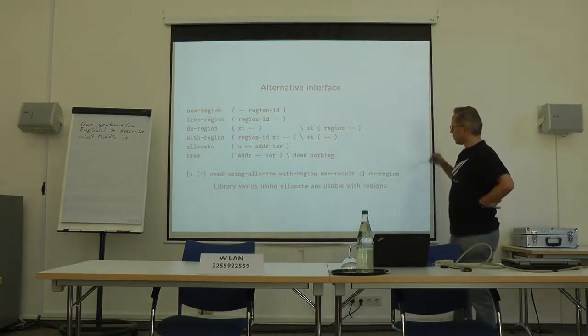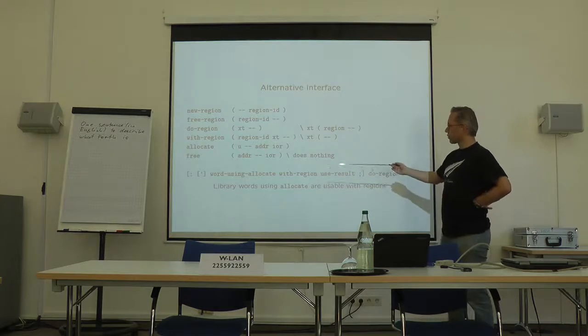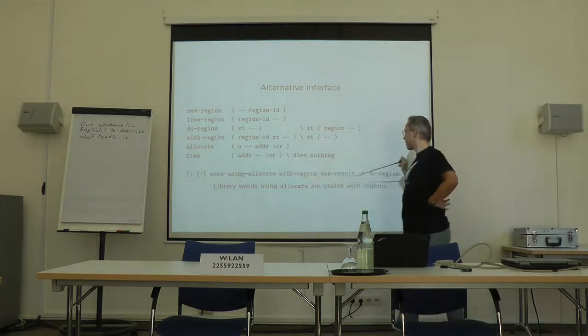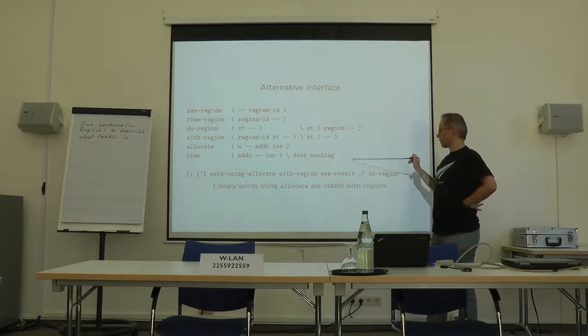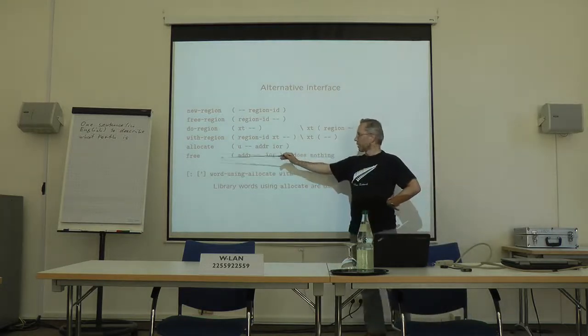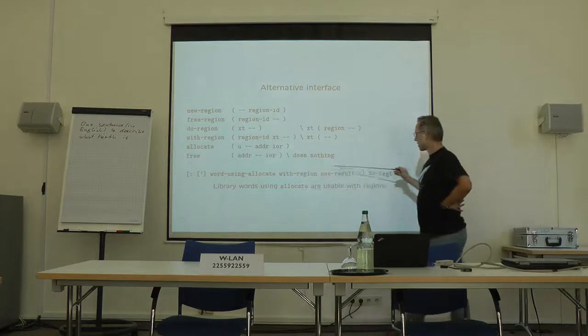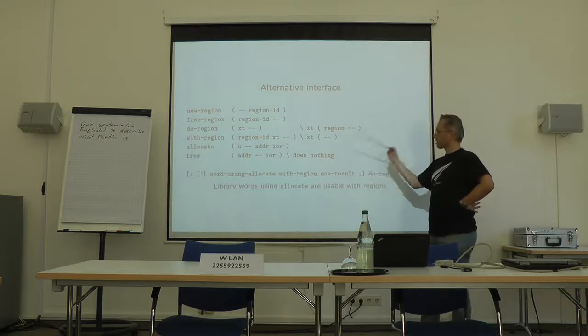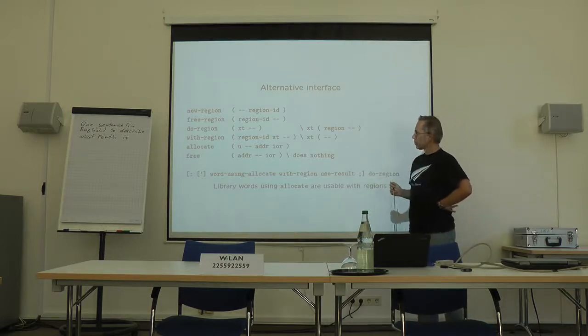Anyway, back to this. So basically what you could do is you could say colon-noname, or basically write the named colon definition and then write here tick and the name of the colon definition and pass it to do-region, but writing it inline is a little bit more elegant.